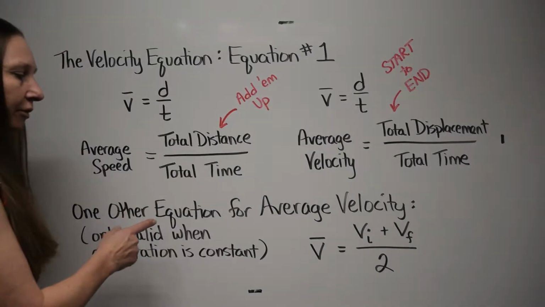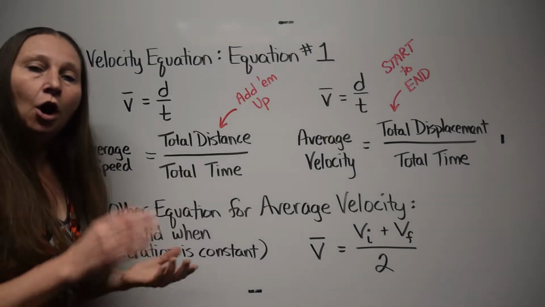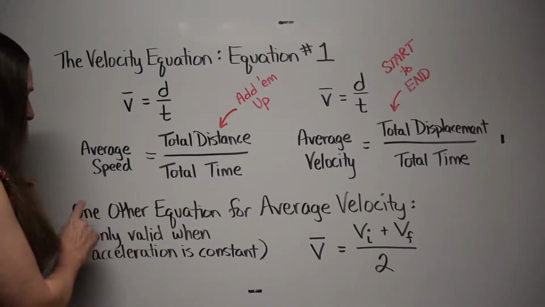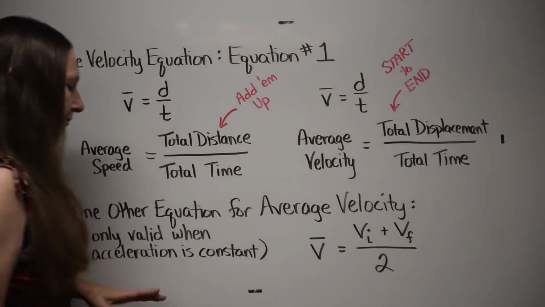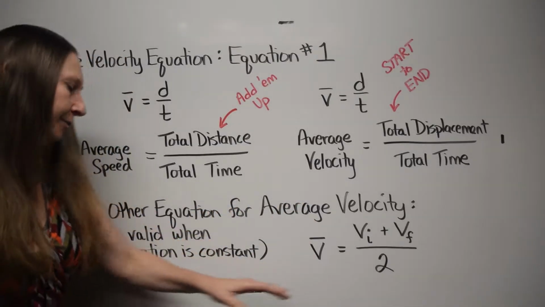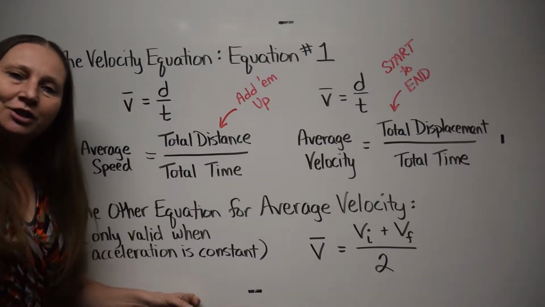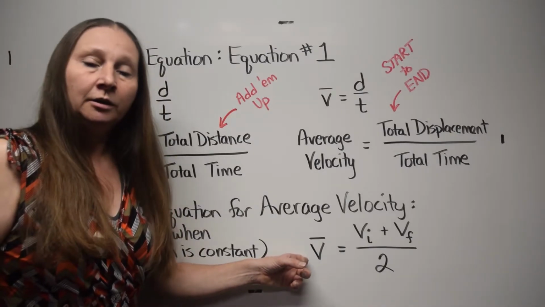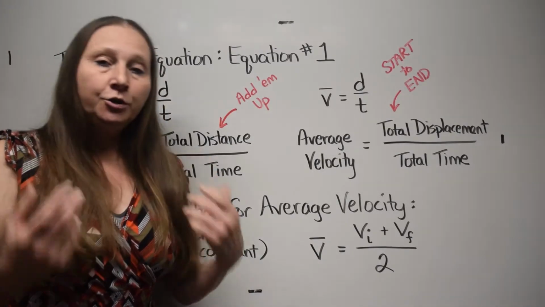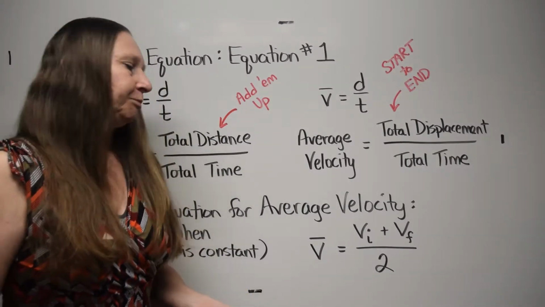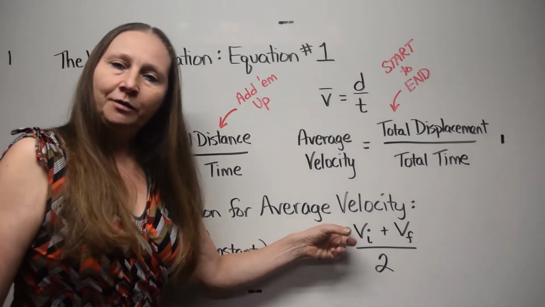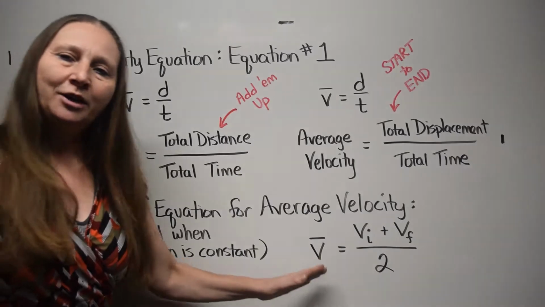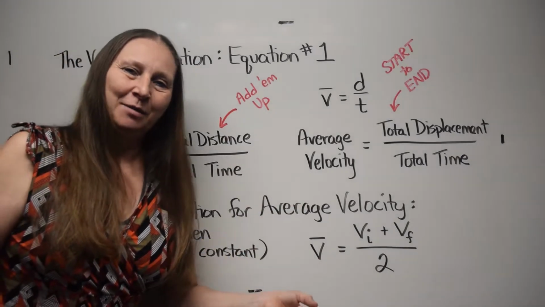Now, there is one other equation that you should write down on your paper copy of the reference tables, or try to add it to your electronic copy, and that is the other equation for average velocity. This equation is only valid when you know that the acceleration is constant. You're trying to find the average velocity. Well, how do you normally find an average? You add 2 things together, and then you divide by 2. So you add the initial velocity plus the final velocity, and then divide by 2. Write this equation down. It's not on the reference tables.